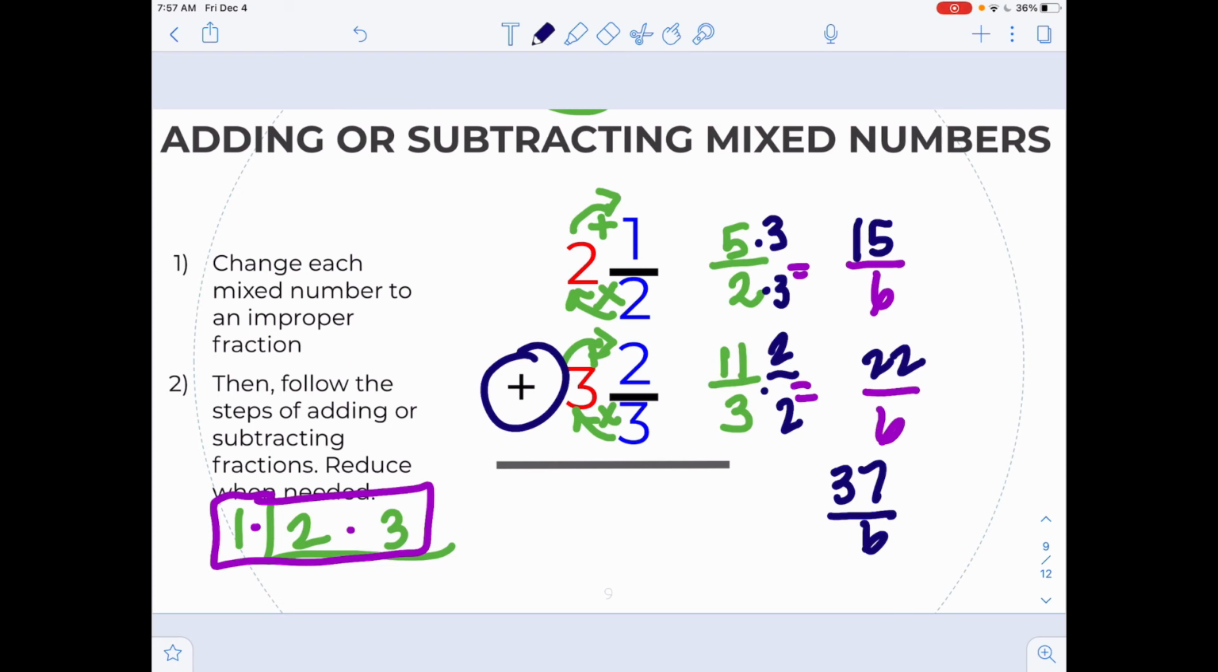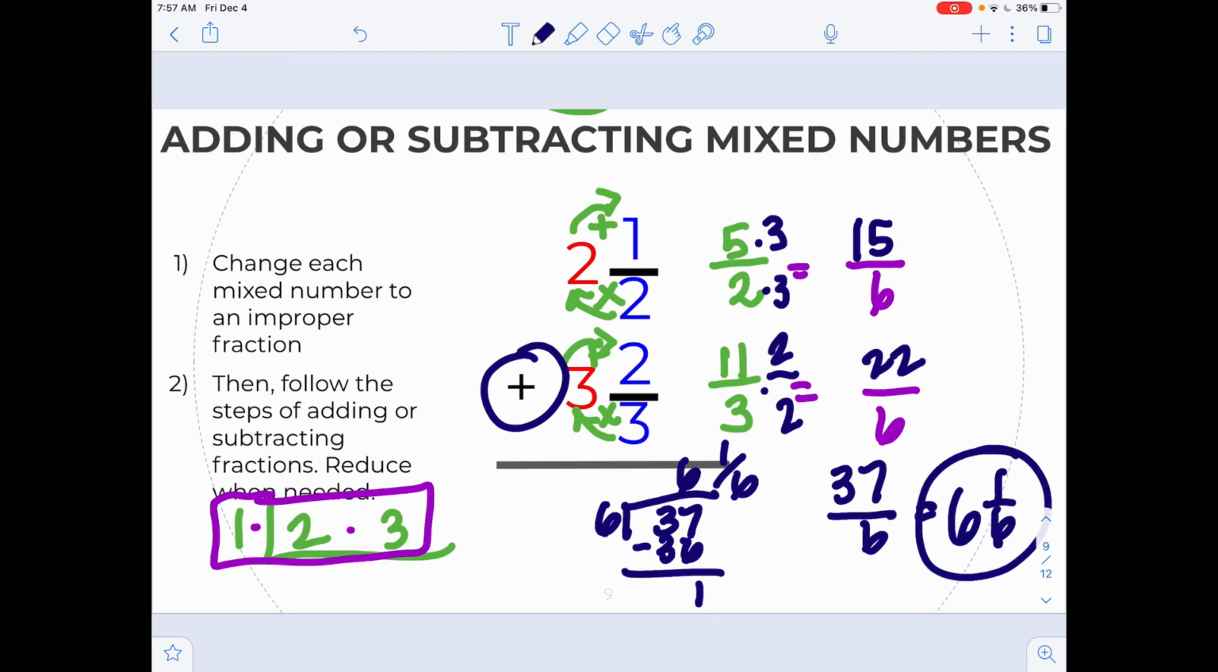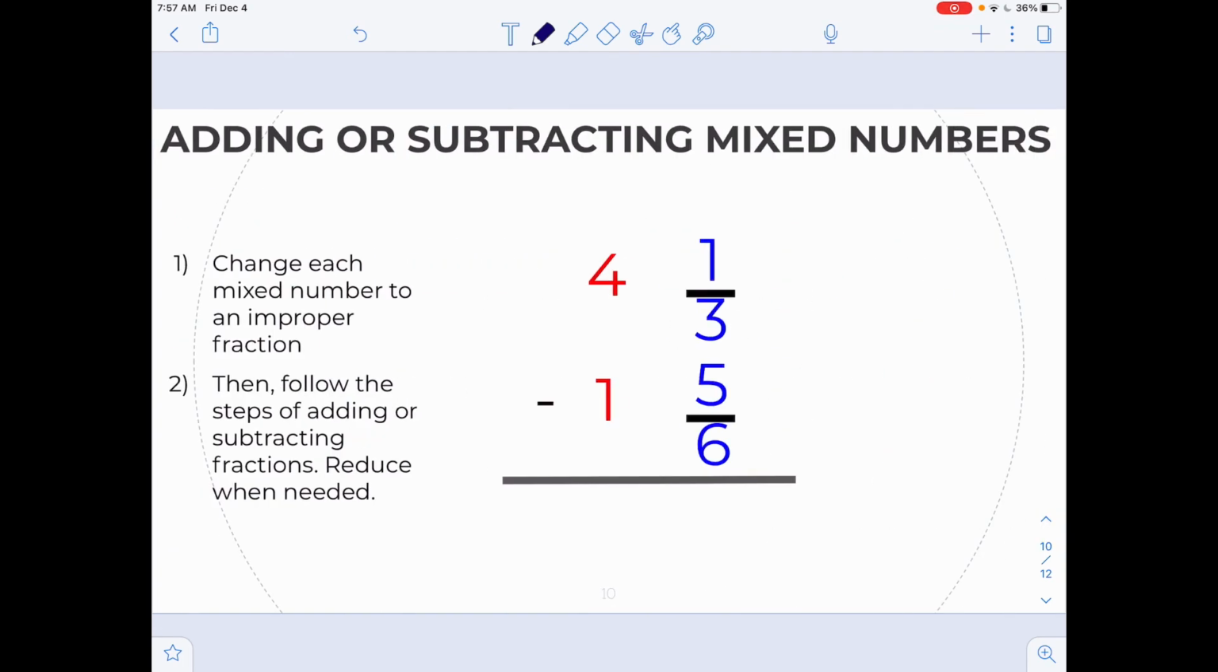So if it's an improper fraction, remember division is the action. So I divide the numerator by the denominator, and I get 6 1/6. Subtracting follows the same process. First, I need to change my mixed fractions to improper fractions by multiplying, adding, and keeping the same denominator. So I have 13 thirds, and I have 11 sixths.